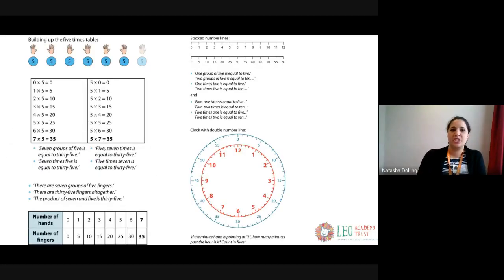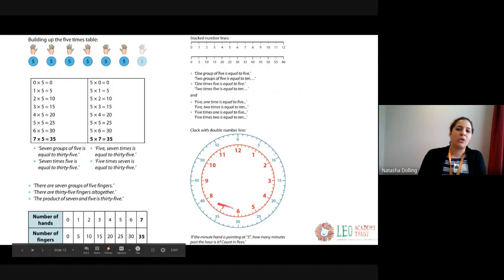Similarly with the 5 times table, and I'm sure you as class teachers have all made the connection between the 5 times table and a clock and time. But learning your 5 times tables alongside learning about time is really recommended, because they complement each other so well. And you can essentially see a clock as a double number line with the 5 times table.